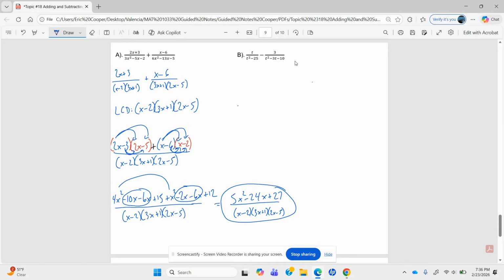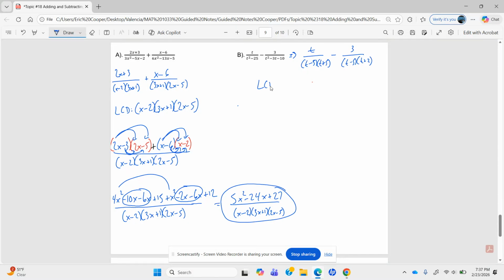Let's do one more here. So again, before we go through and find the LCD, the denominators need to be factored. This one here can be factored with difference of squares, and this one here can be factored with a equals 1. We need to find something that multiplies to negative 10 and adds to negative 3. So we would get t minus 5 and t plus 2.